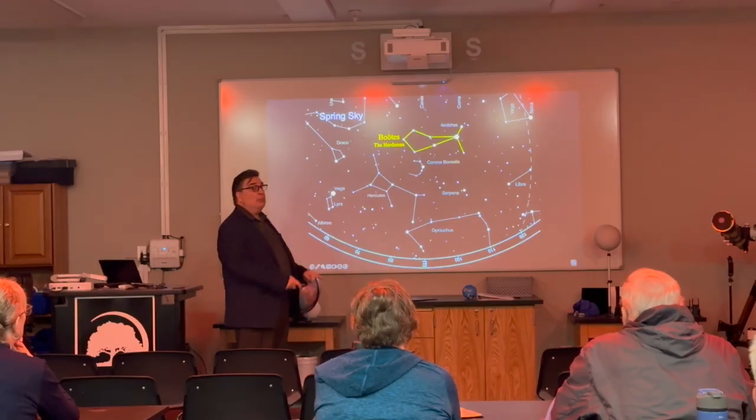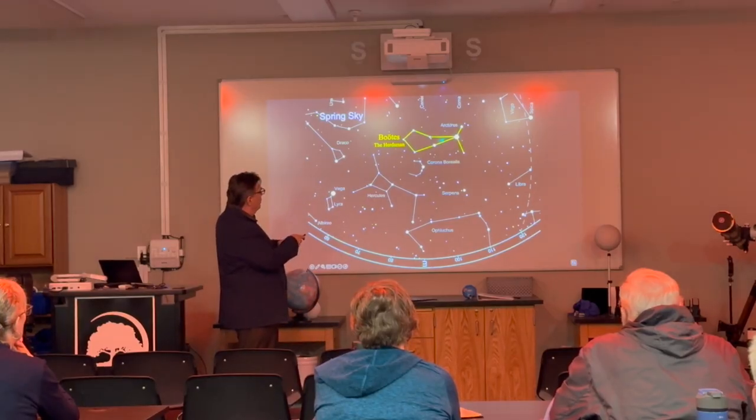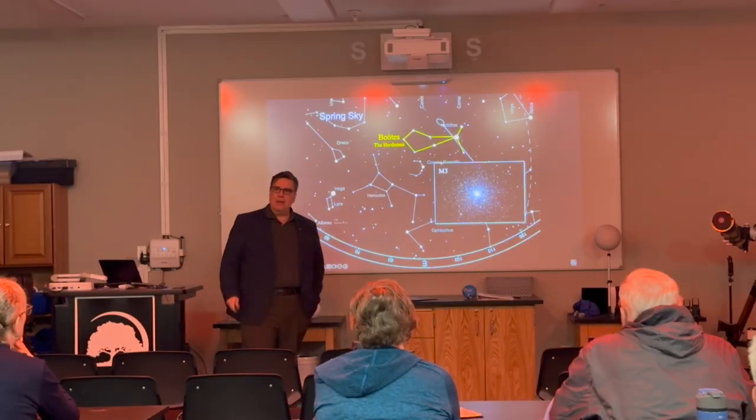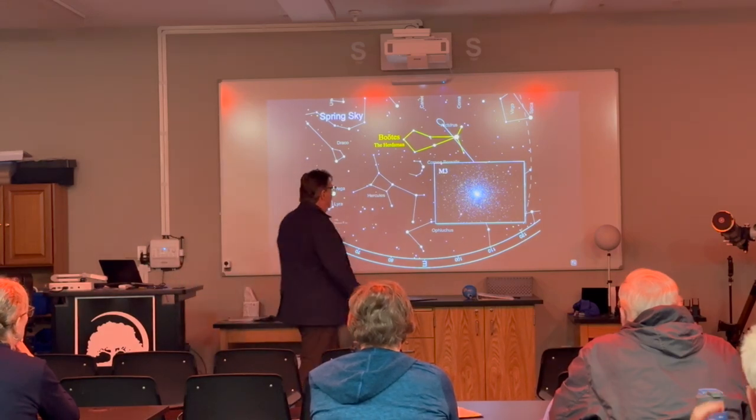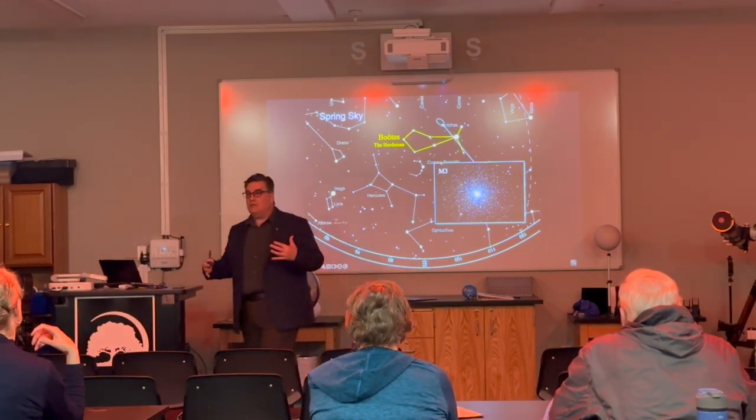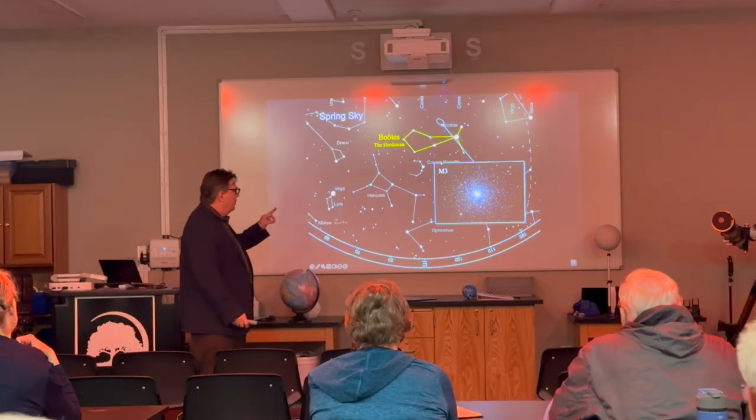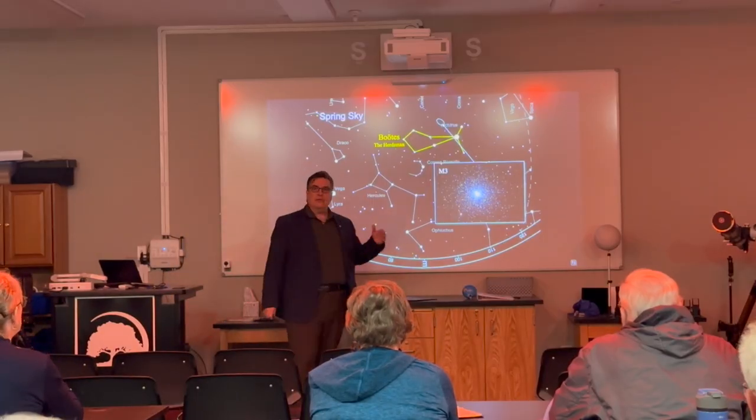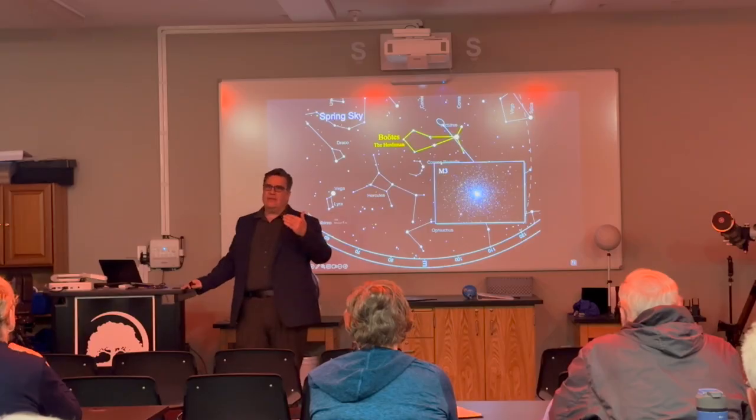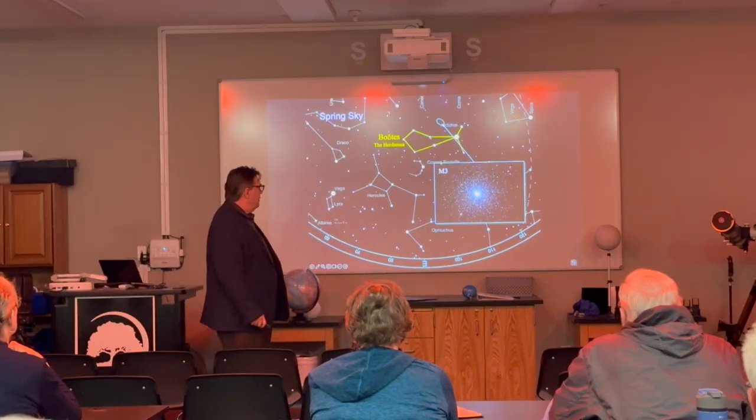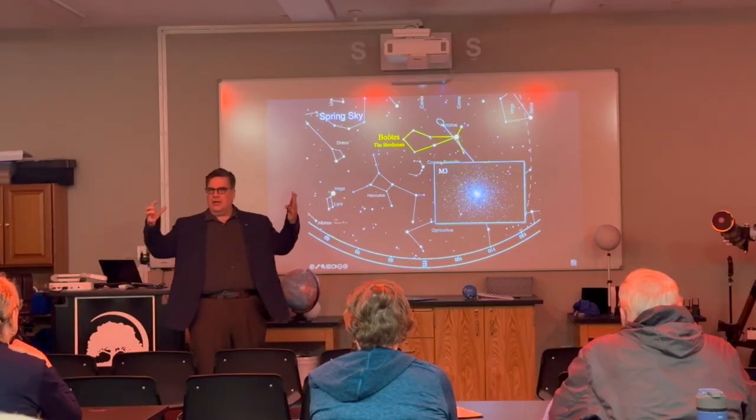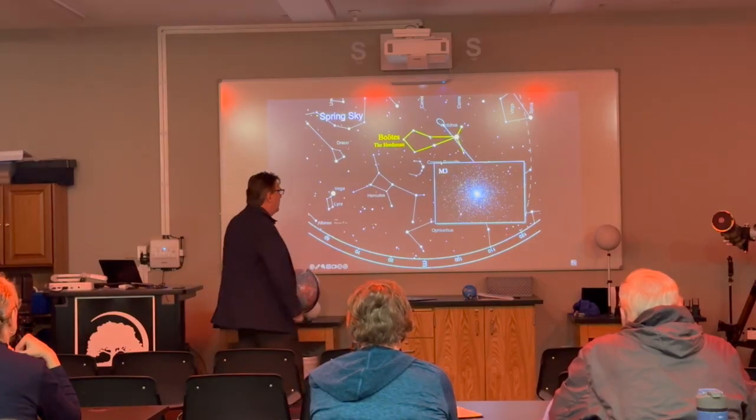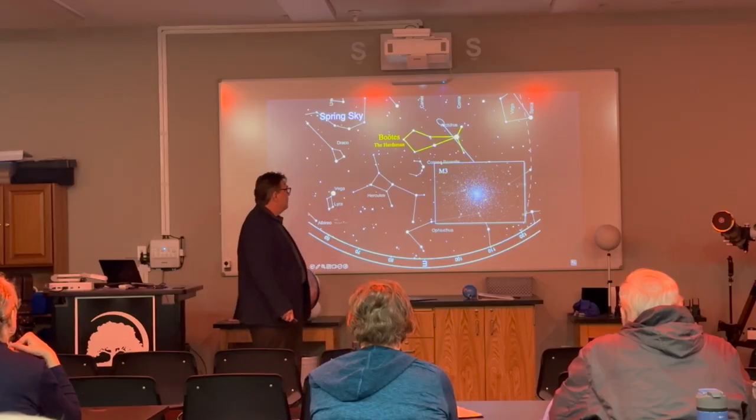Looks a little bit more like a boot. This would be the top of the western boot. This would be the toe, and that would be the heel. Right next to it, we find M3, and this is the globular cluster that was mentioned in that program. Unlike an open cluster that has dozens, maybe hundreds of stars, globular clusters have hundreds of thousands of stars, upwards of 500,000 stars within these clusters. They are only about 2 or 3 light years from each other when you get deep within the globular cluster itself.